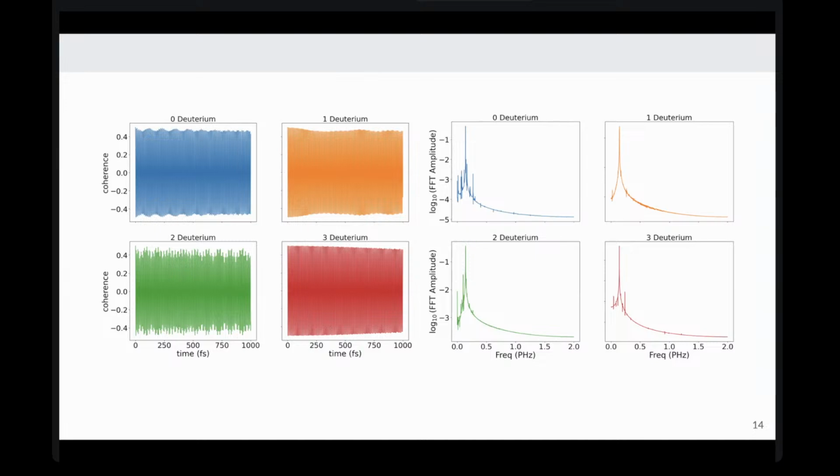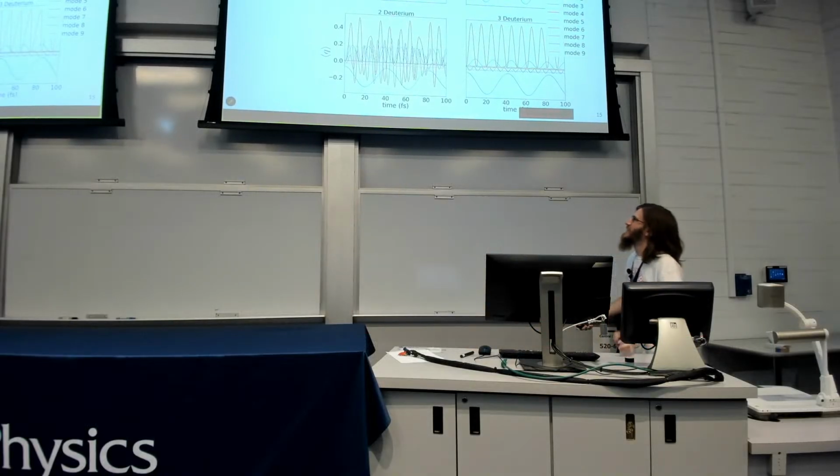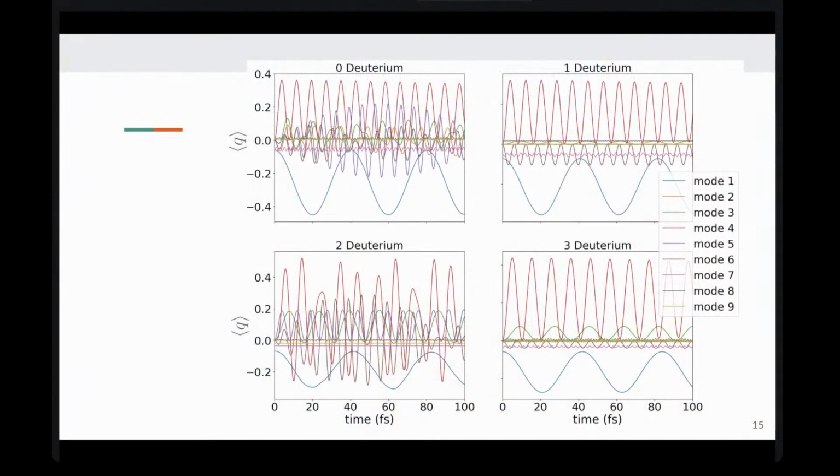So truly, the difference between these, we have the Fourier transforms of all these coherences up on the right. Just to point out, for example, one material is taking just that one main sine wave. However, this material has a lot of noise around it. Aside from calculating the coherences, we also calculated the expectation value of the position operator for each of the modes. And this also shows us a lot of information. For example, the 0 deuterium, 1 deuterium, and 3 deuterium, their third mode expectation value is all pretty sinusoidal. The 2 deuterium is a lot more chaotic with its expectation value.